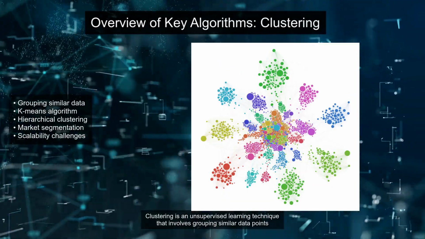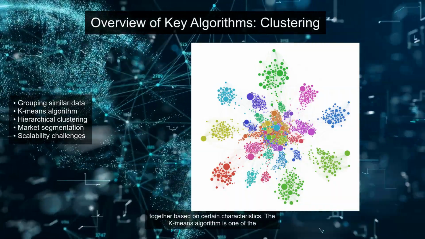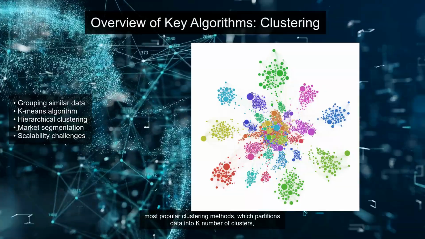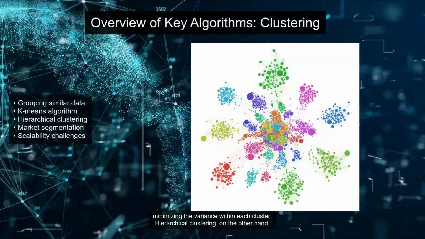Clustering is an unsupervised learning technique that involves grouping similar data points together based on certain characteristics. The k-means algorithm is one of the most popular clustering methods, which partitions data into k number of clusters, minimizing the variance within each cluster.